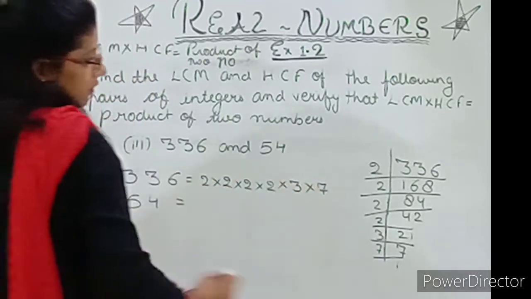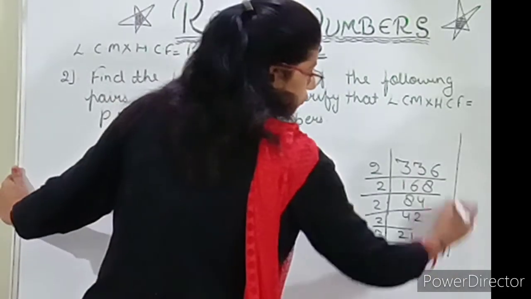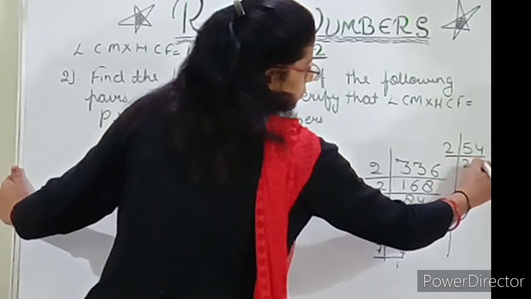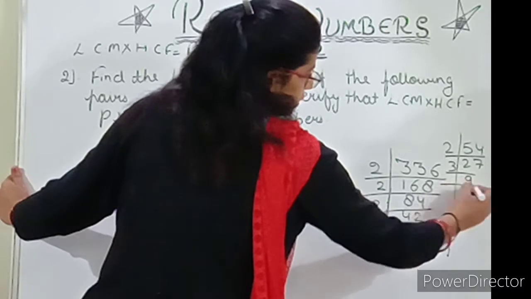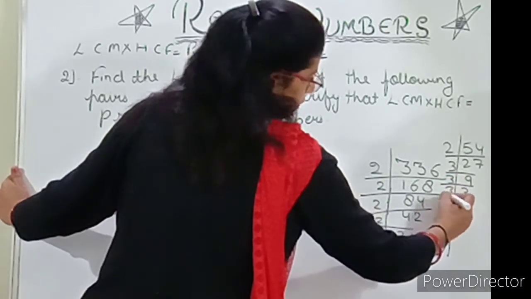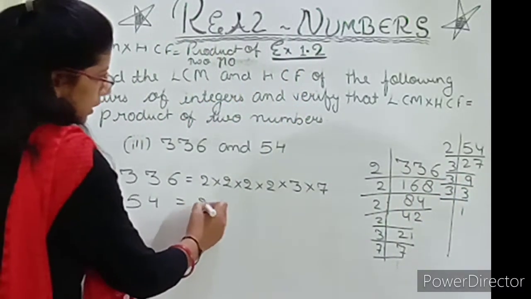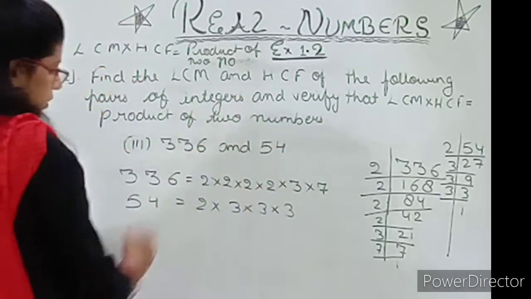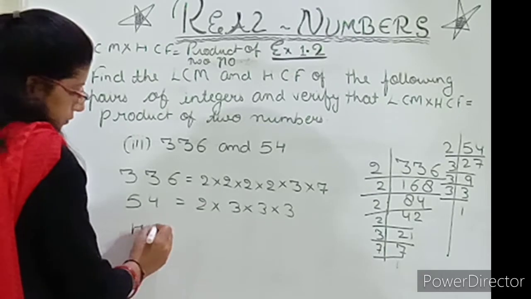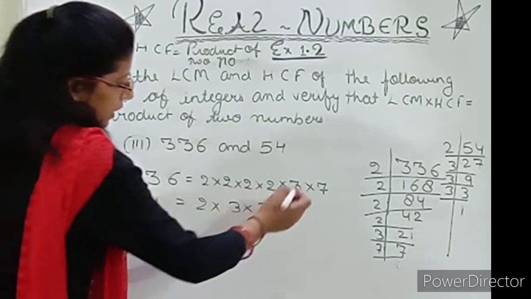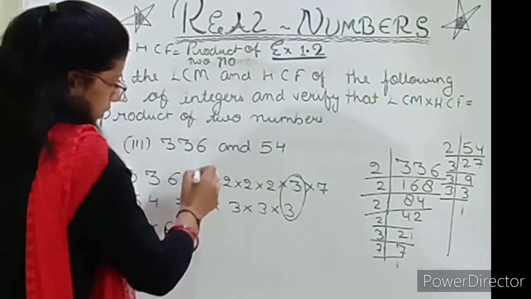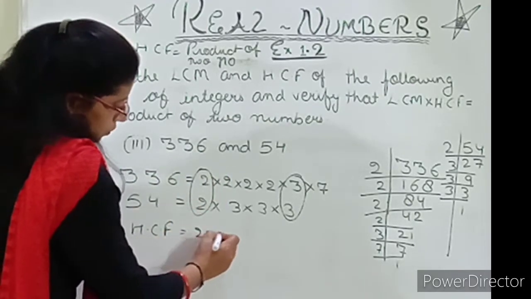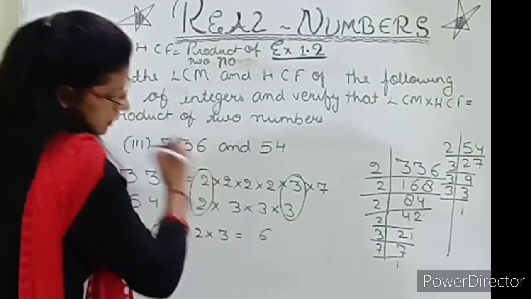In the same way we have to do the prime factorization of 54. 2 twos are 4, 3 nines are 27, 3 threes are 9, 3 ones are 3. So we are getting 2 into 3 into 3 into 3. Very first, the HCF. What is the HCF? Take the common: one 3 and one 2 are common. So we get 2 into 3, so the HCF will be 6.